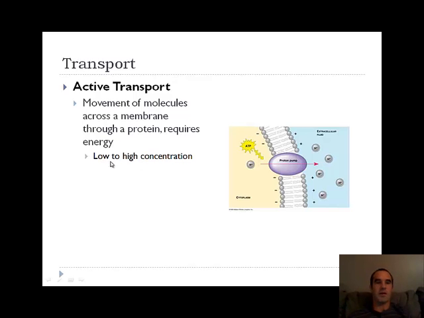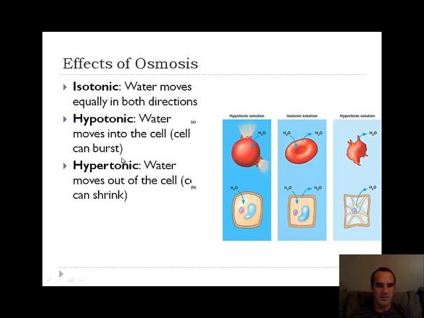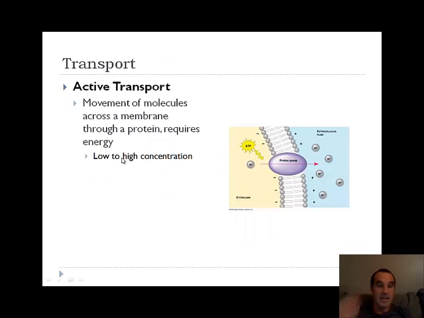Actually, this should say, yes, low concentration to high concentration is right. So in our example here, we have hydrogen, and we're pumping hydrogen across to the outside of the cell membrane, and this little ATP is representing the energy to do that.